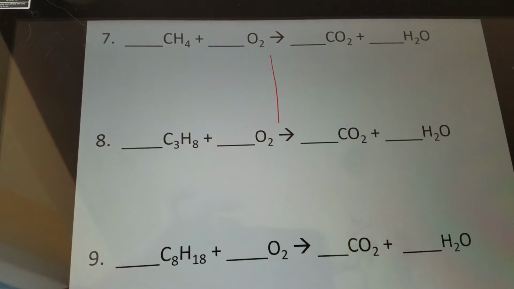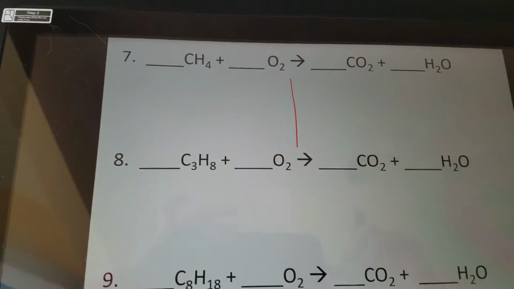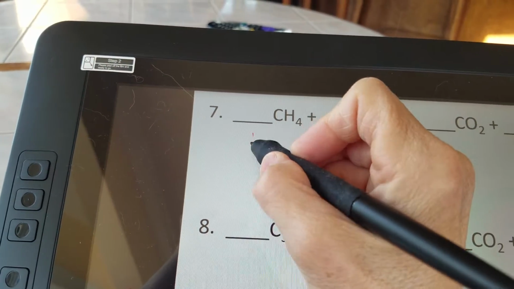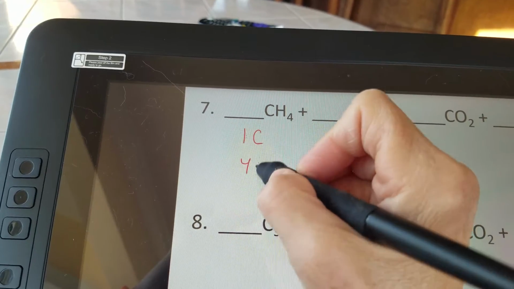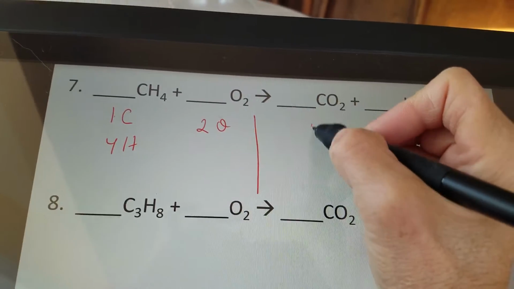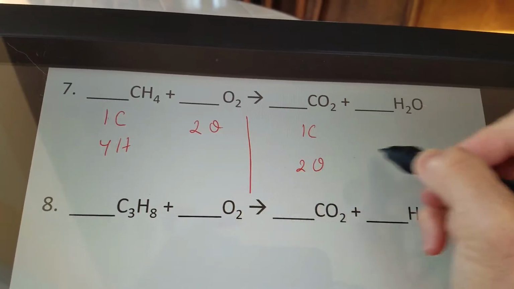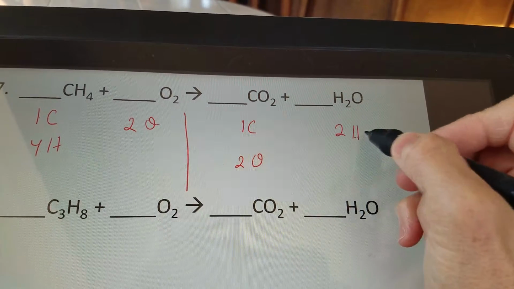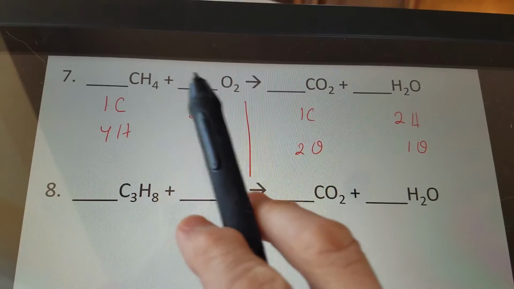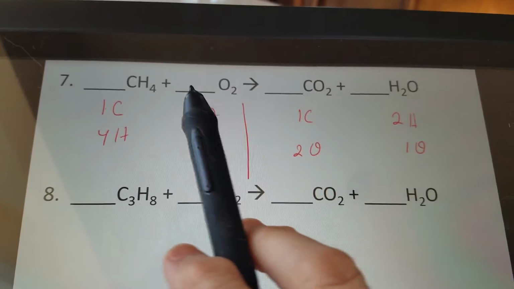Now this one's pretty simple, and it's pretty obvious. You can kind of balance this one probably in your head, but we'll go ahead and do the same process as we did earlier. So we got 1 carbon, 4 hydrogens, 2 oxygens here, 1 carbon, 2 oxygens, 2 hydrogens, 1 oxygen. Now if you'll notice that no matter what I put here, if I multiply it by 2, that's going to give me an even number.